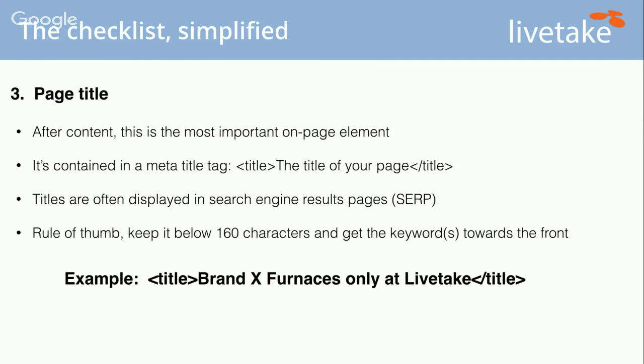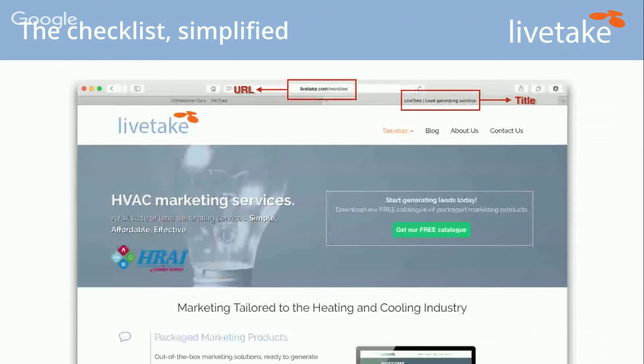And then how that would show up if you looked at the actual site. Again, we're using our real site, so it says services, but it would show up over to the right at the top there. You see that says title. So in the tab, you would see that here. It says LiveTake, lead generating services is what we have for this site, but you can imagine there it would be what we had in the last slide, which was Brand X Furnaces only at LiveTake. That would show up in that title component of the web page. So now you got two things there. You got the keyword in the URL and you got the keyword in the title. You get a couple check marks for that.